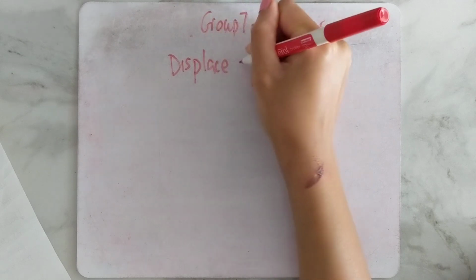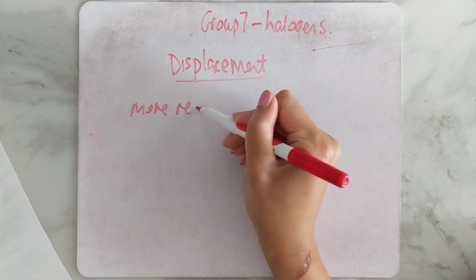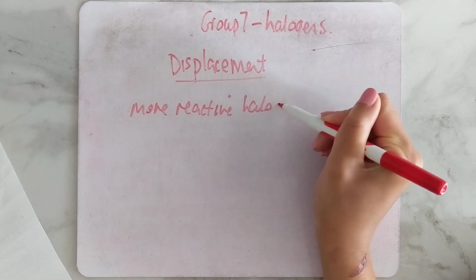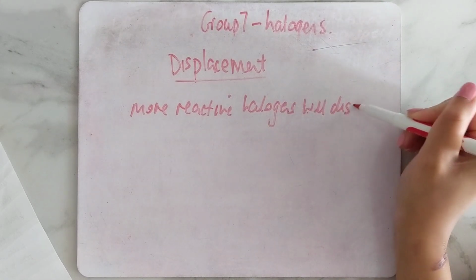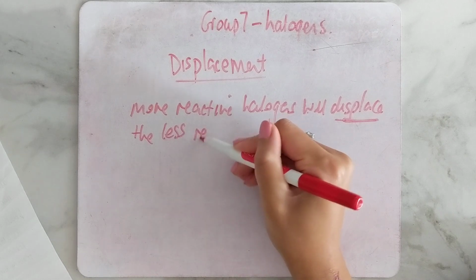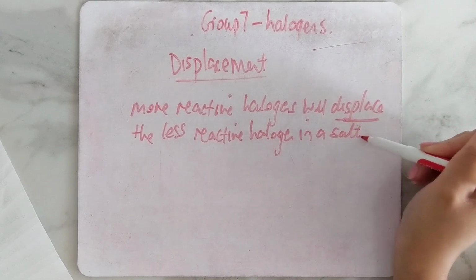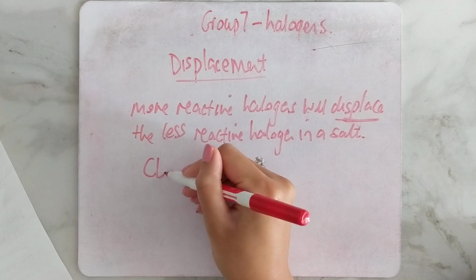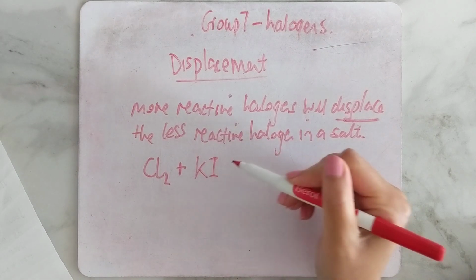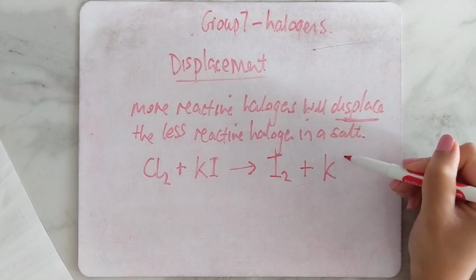Okay, last little bit on halogens then, displacement. So displacement means to remove and replace. So more reactive halogens will displace the less reactive halogen in a salt. So I'll just write that for you. More reactive halogens will displace, remove and replace the less reactive halogen in a salt. So let me give you an example. Chlorine plus potassium iodide goes to iodine plus potassium chloride.